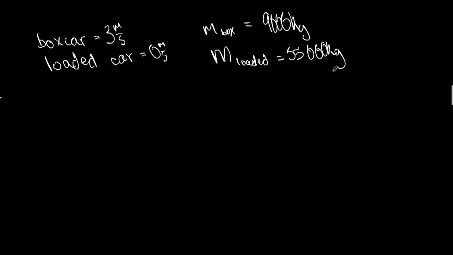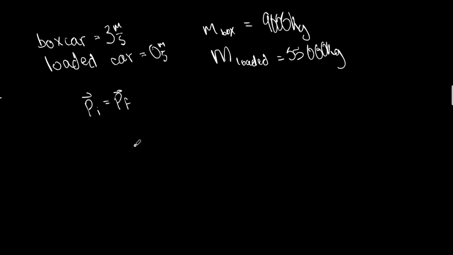So this problem states, in a railroad yard, a train is being assembled. An empty boxcar coasting at 3 meters per second strikes a loaded car that is stationary, and the cars couple together. Each of the boxcars has a mass of 9,000 kilograms when empty, and the loaded car contains 55,000 kilograms of lumber. So the first thing we need to do is write a conservation of momentum expression. So we know that the conservation of momentum states that our initial momentum is going to be equal to our final momentum.